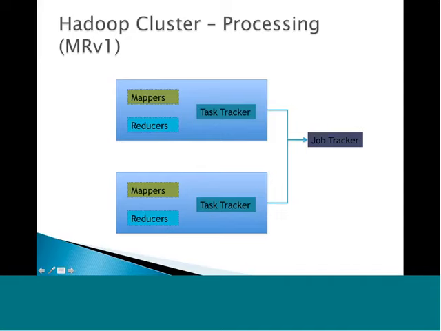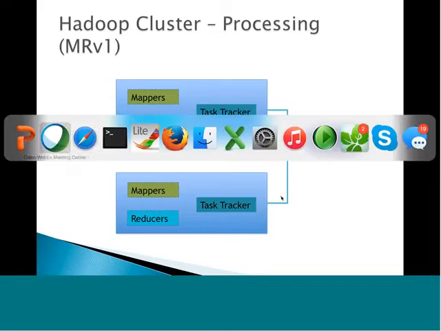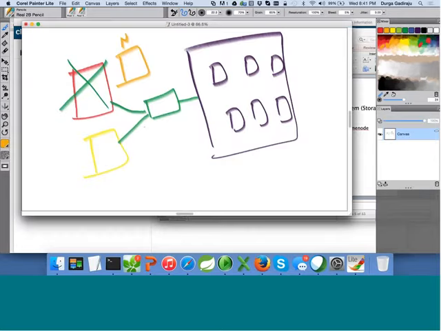So this is the high-level architecture of MRV1 or Classic. So far, in HDFS, what we have seen is it's a master-slave architecture. Okay, so it's a master-slave architecture. You have a name node, you have a secondary name node which is a helper to the name node, and then you have a bunch of data nodes in the cluster.